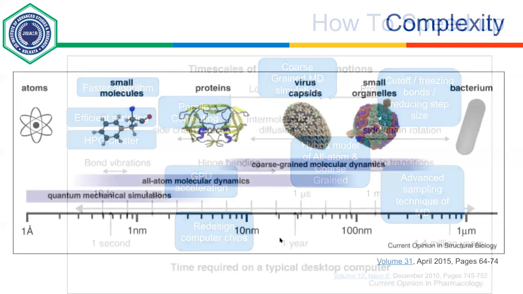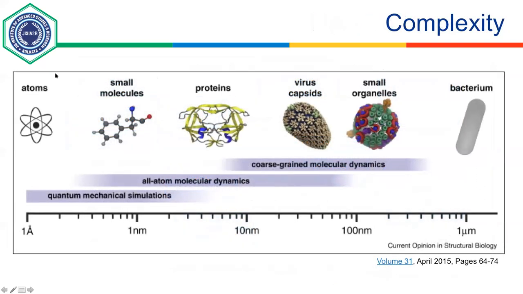But molecular dynamics simulation is very complex. It is complex due to the different types of systems that we are interested in. For a more complex system, it needs more time, and so we need to change our techniques. These could be done with quantum mechanical simulation, but quantum mechanical simulation is very slow. So we need to opt for all atom molecular dynamics simulation.